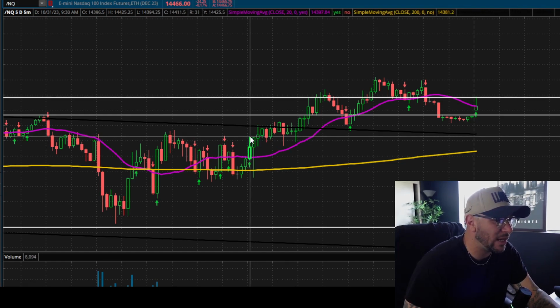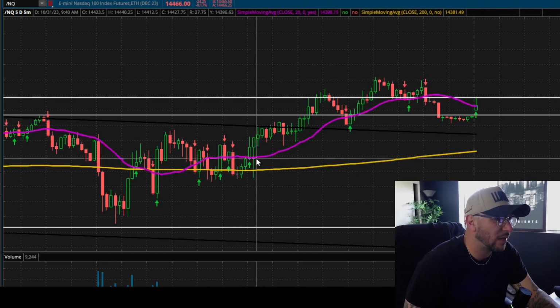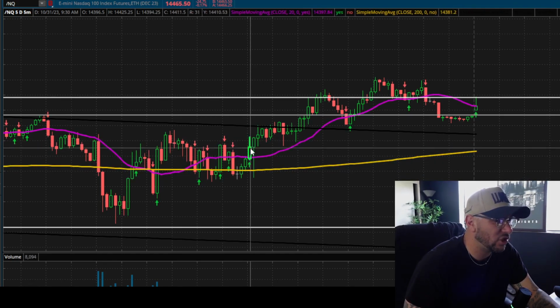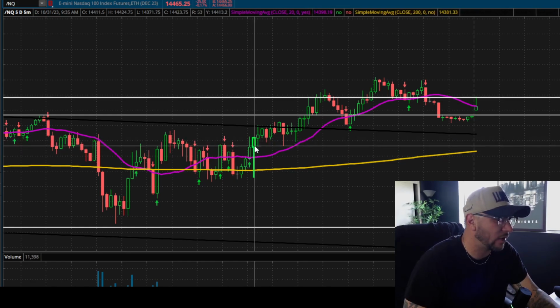I should have actually waited for this candlestick to get confirmed. But once I started to see the aggressive wick up higher, I went ahead and tried to jump that candlestick. So I got in a little bit early, and I sat through some drawdown while this candle got itself situated.